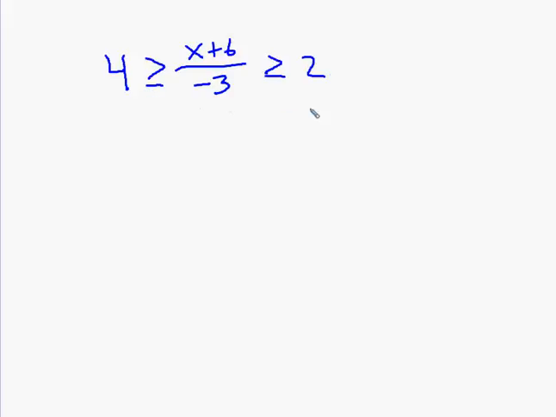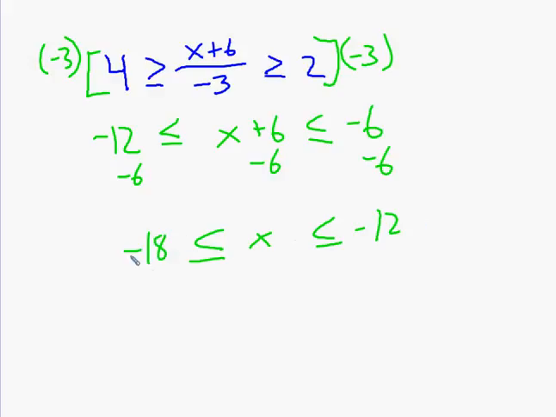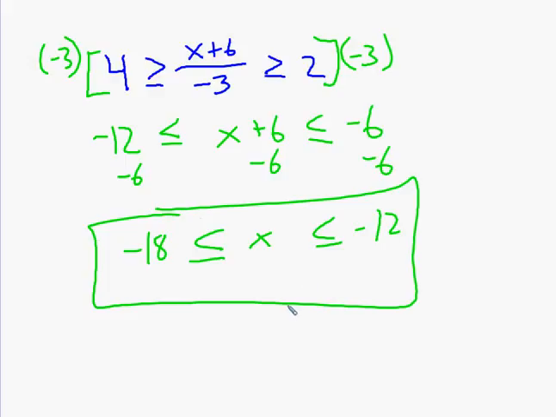Times it by -3. And what do we need to remember to do when we multiply by a negative with inequalities? Yeah, these directions need to switch. So I get -12 is less than or equal to, and the -3 cancels. And then we subtract the 6. And I just check to make sure that makes sense. And it does. -18 should be less than -12. We subtracted.